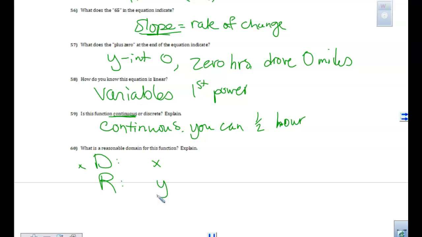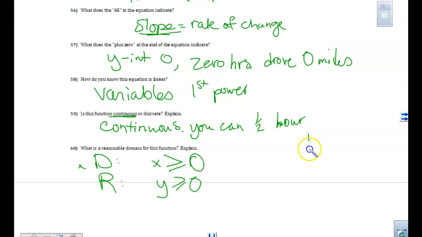Can we have negative hours? So x has to be, in this case, greater or equal to 0. Could you drive for 10 hours, 100 hours? Yeah, I mean, you could. You probably wouldn't want to, but yeah, right? How about our range? Range is going to be my y values. What are we thinking? Everything greater or equal to what? To 0 again, right? For this one, everything greater or equal to 0 for my domain and my range.